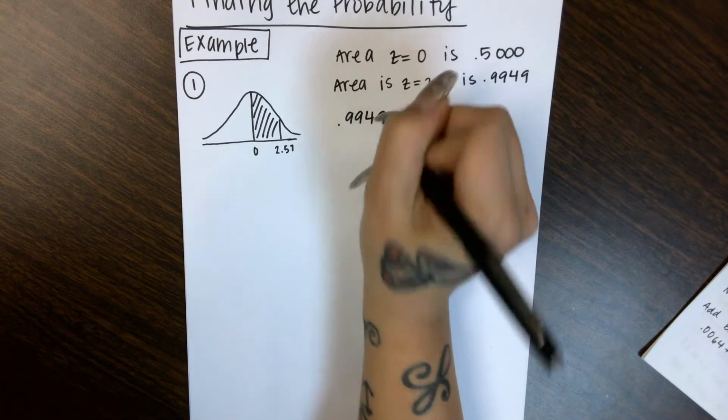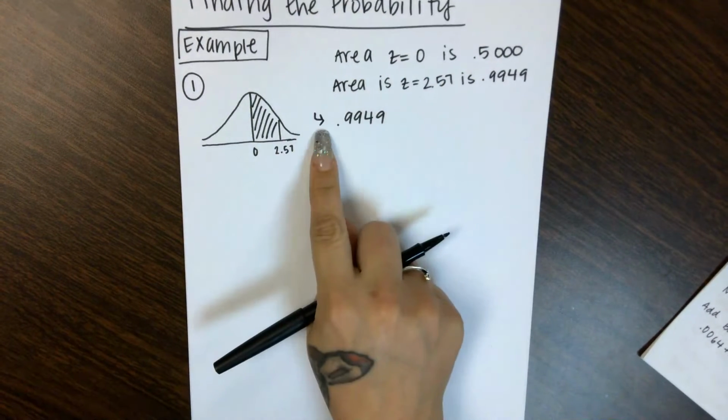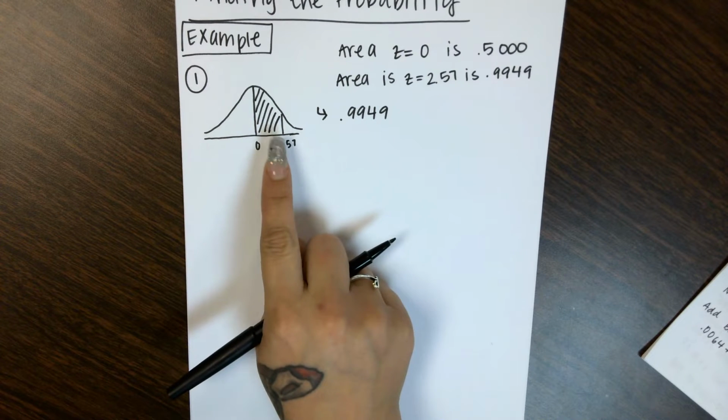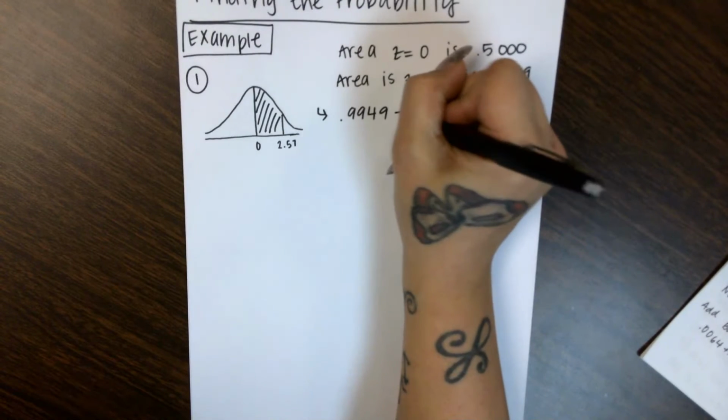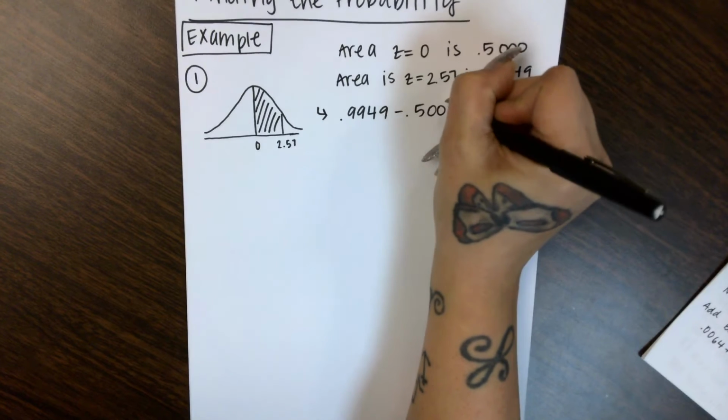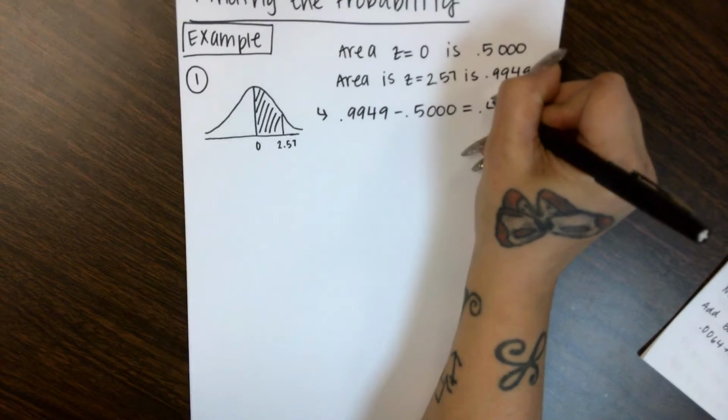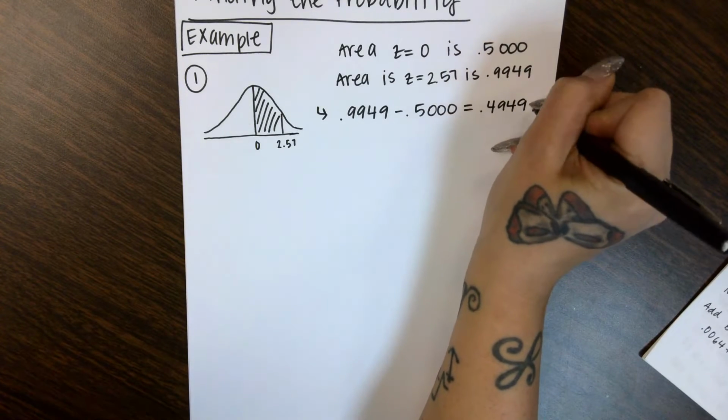0.9949. My little arrow. This is me finding the probability right here of this picture that they gave me. Subtract the 0.5000. You should get 0.4949. And that's just your answer.